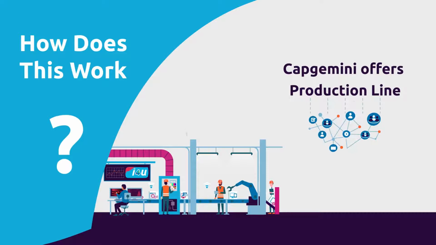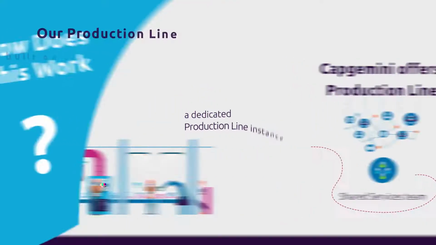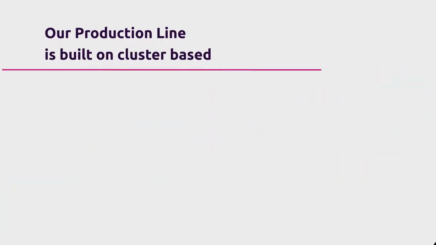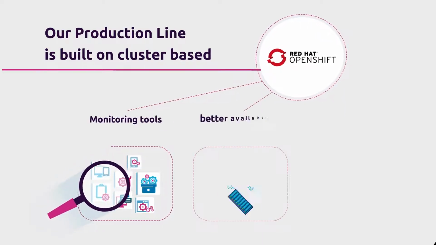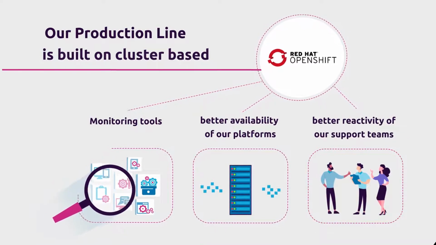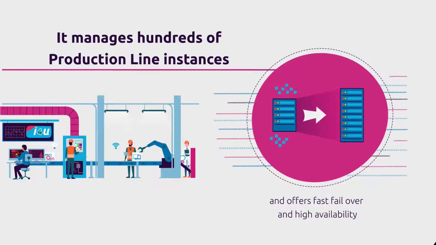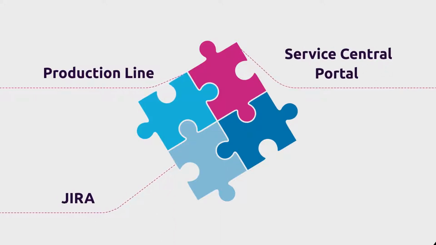How does this work? Capgemini offers to each engagement a dedicated production line instance operated by the shared services team. Our production line is built on cluster-based Red Hat OpenShift technology. OpenShift provides monitoring tools, allowing better availability of our platforms and better reactivity of our support teams. It can manage hundreds of production line instances and offers fast failover and high availability in every instance. Our production line is also compatible with other services of Capgemini, which includes Jira, Service Central Portal, and Testing Box.